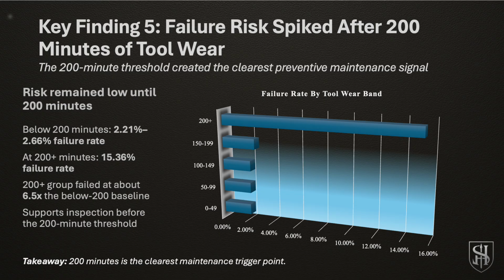The practical management action is to create an alert before that threshold, such as 180 minutes, so maintenance and production leaders have time to plan inspection or service without creating unnecessary disruption. The key takeaway from this slide is that 200 minutes of tool wear is the clearest maintenance trigger point identified in the analysis. It provides a practical basis for testing a preventive maintenance review before failures become more likely.